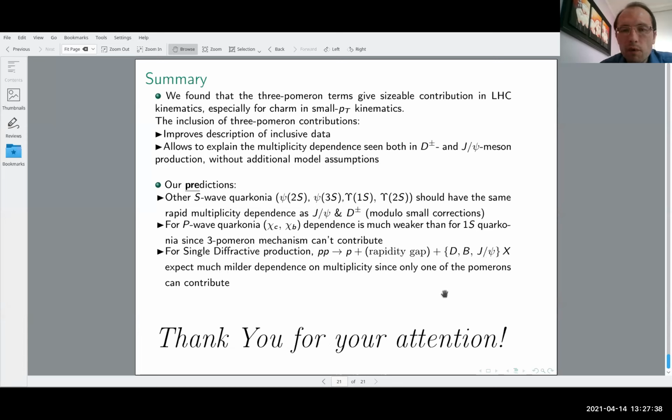First, we predict that S-wave quarkonia will have approximately the same dependence as J/psi and D mesons. For P-wave quarkonia, we expect the dependence should be much weaker because only 2 pomerons participate in their production. And finally, the weakest dependence will be for single diffractive production, which is shown here. Thank you for your attention.